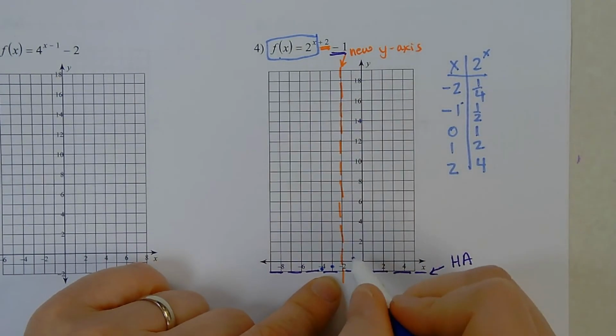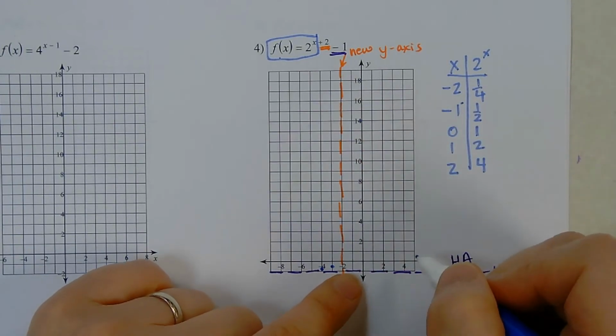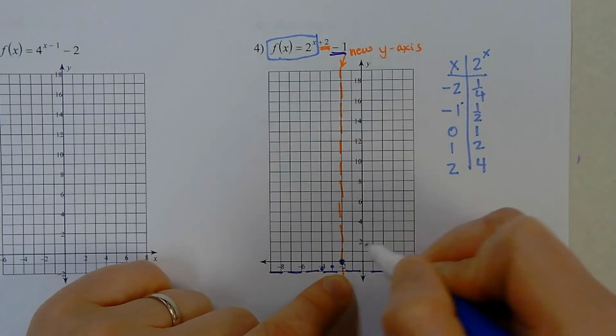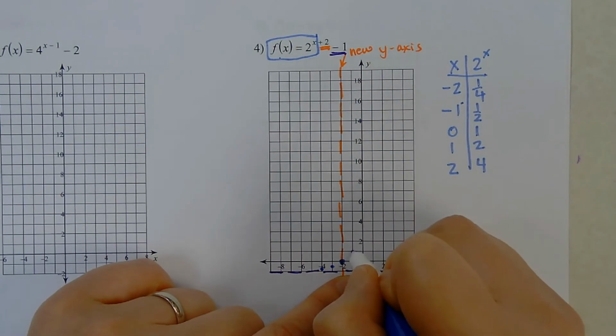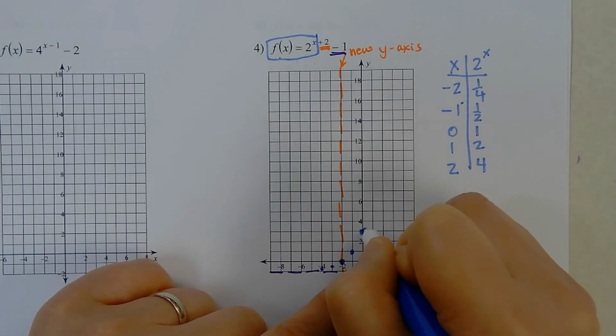Okay, again, do not get confused with the previous x and y axis. And 0, 1, so we're going to go 0, 1. And then 1, 2, so 1, 2. And then 2, 4, 2, 4 right there.